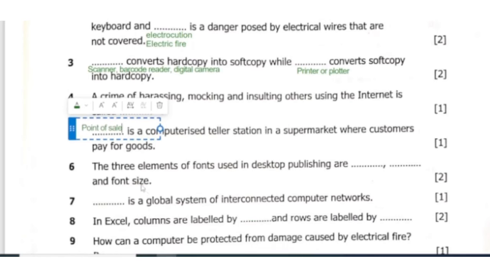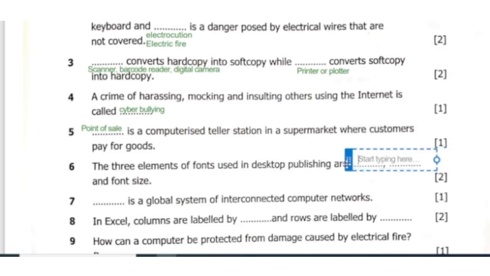Okay, we come to question number 6. Three elements of fonts used in desktop publishing are dash, comma, dash, and font size. So we are given one of them, which is font size. The other two are font face and font style. So these are the three elements of fonts used in desktop publishing.